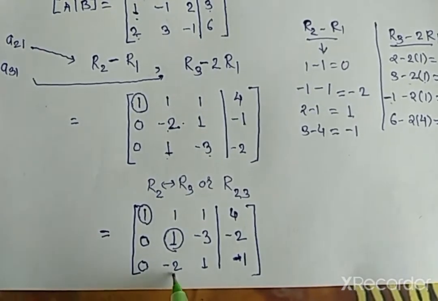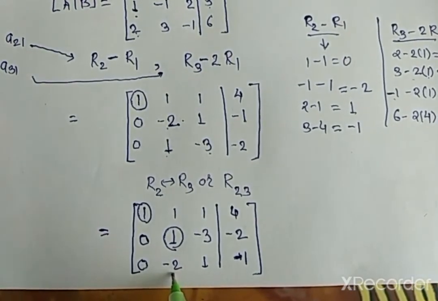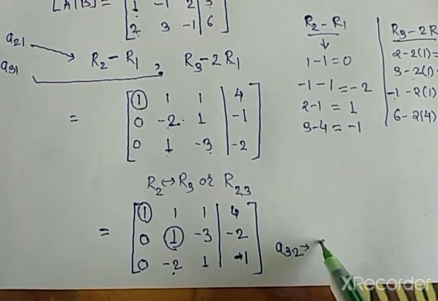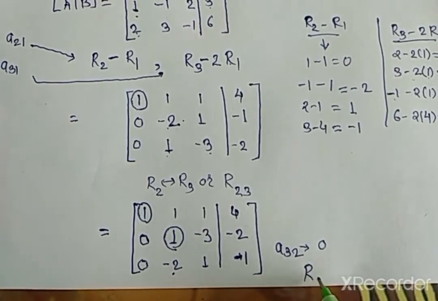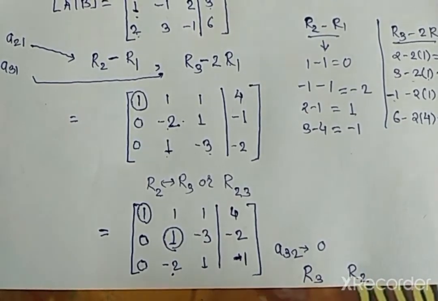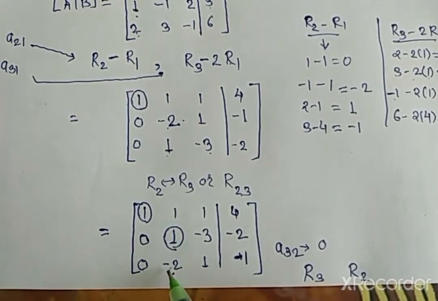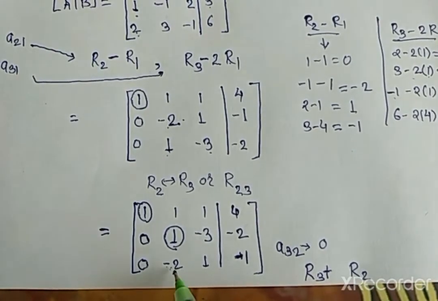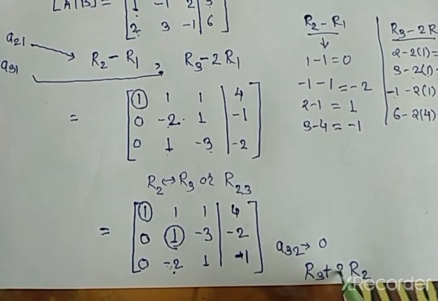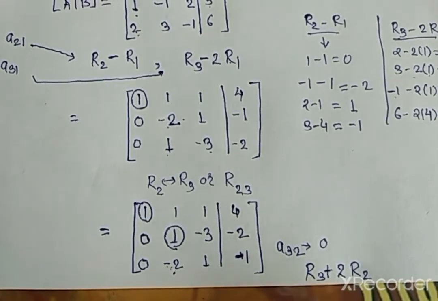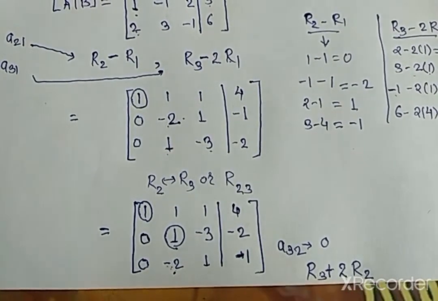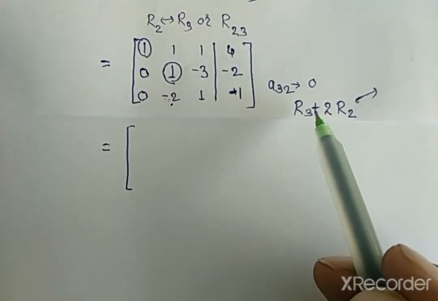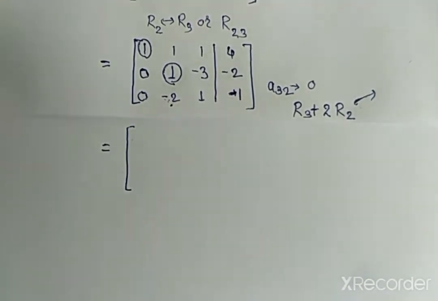Now we have to make 0 at position A32. The A32 position we have to make 0. So our row operation is between R3 and R2. Here it has the opposite sign, it is plus and it is minus, so we have to add this to R3, that is R3 plus R2. Here its value is minus 2, so we have to multiply R2 by its opposite sign, which is 2. So R3 plus 2R2 will make this position 0.